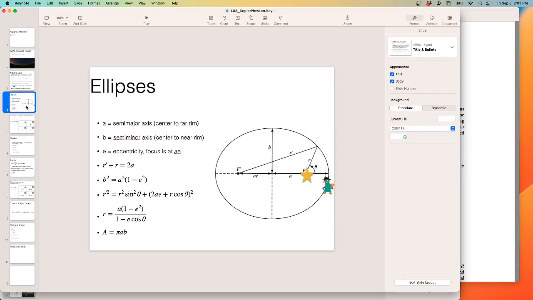So let's talk about ellipses for a second. Okay, I always have a hard time remembering which one's perihelion and which one's periastron.